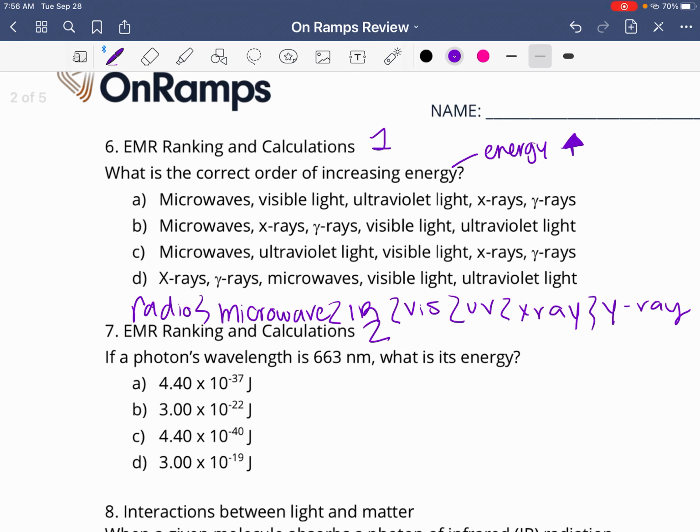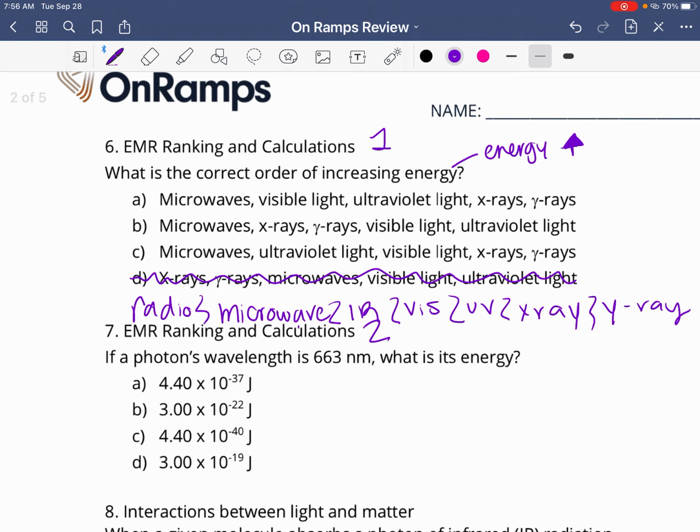So, looking at A and B, microwaves are pretty small, so we'll keep those. C says microwaves first. Okay. And D says X-rays, gamma rays, and then microwaves. Microwaves are the smallest, and we want it increasing energy. This is not doing it for me. Nope. Okay? Let's try A.